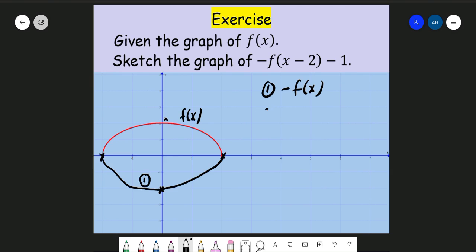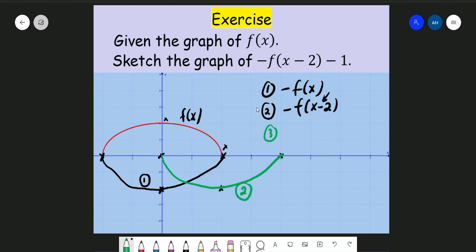Now for number 2, what we have to do is negative of f(x minus 2). See here in this bracket, x minus 2, meaning we have to translate the graph 2 units to the right. So let's move this one to the right 2 units, 1, 2, that point is moved there. This point, if we move 2 units to the right, 1, 2 is over here. So the graph will be, let me use this color, this graph. This is number 2, after we move the graph 2 units to the right.